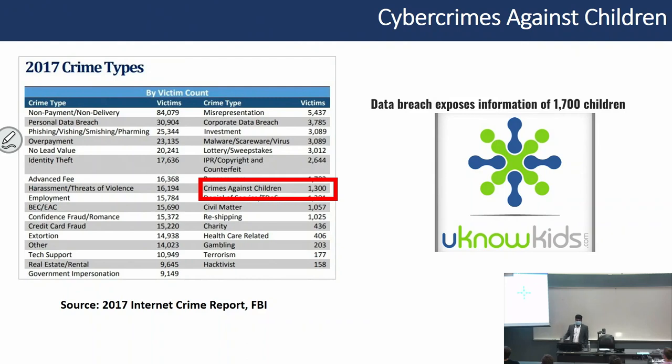There was this big news in YouKids. If you have been keeping track of this information, YouKids is a popular educational app for children, and the data breach exposes the information of 1,700 children. This is a very serious issue, because this can lead to child trafficking if somebody knows personal information of children. So how to protect against this?